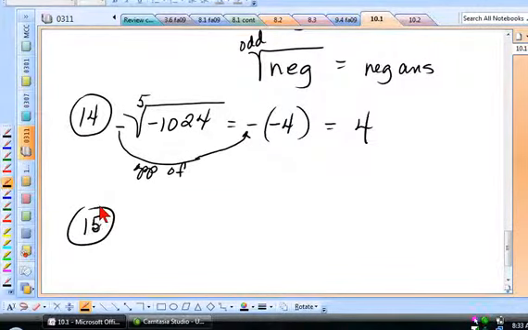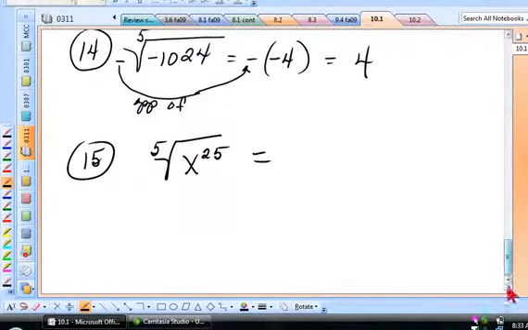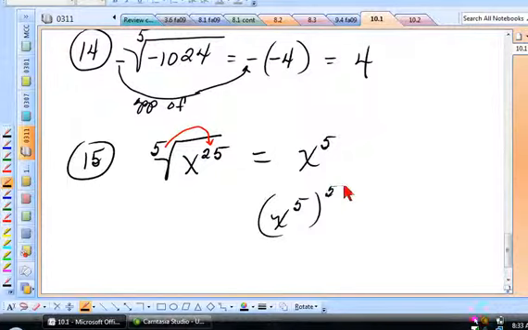15. Let's figure out the fifth root of x to the 25th power. What's the rule with taking roots of variables with powers? Divide. So what will I get? X to the 5th. And is it right? Well, is x to the 5th raised to the 5th x to the 25th? And the answer is yes.